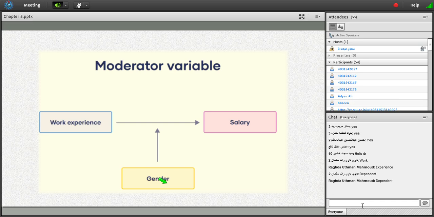So people with the work experience, if they are male, maybe they receive more money. When they are female, in some institutes, in some factories, they receive lower salary. So not only their work experience, but also gender may influence their amount of salary.